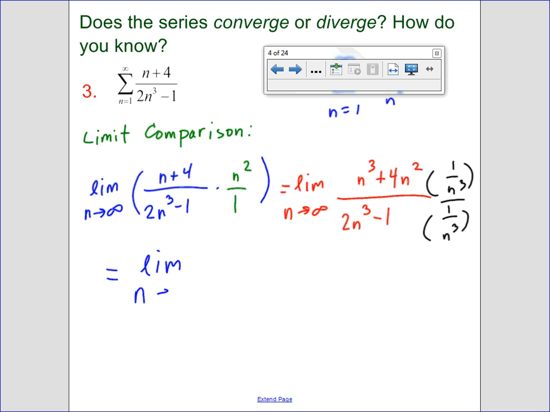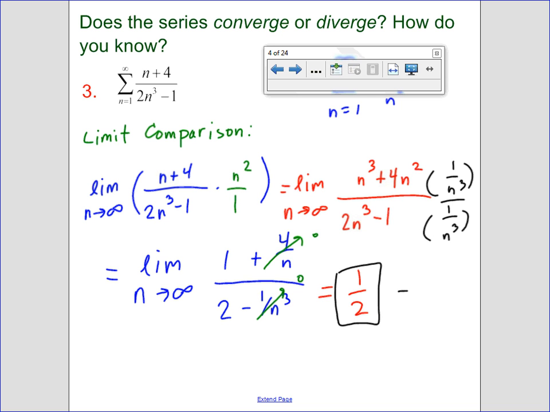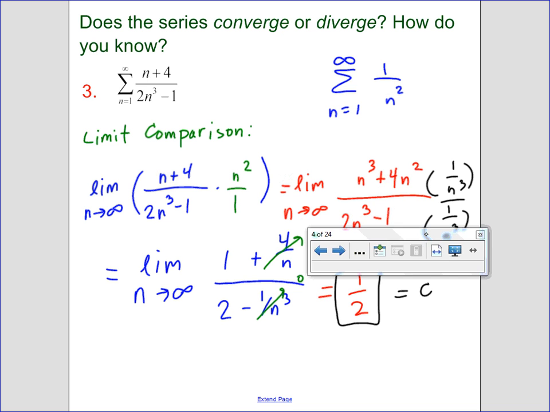Let's do that. It looks like I get 1 plus 4 over n all over 2 minus 1 over n cubed. Now it's easy to see that each of those fractions is going to go to 0 in the limit. So I'll get a limit of a constant. 1/2 is the constant. Therefore, since the limit of the ratio of the nth terms in the series is a constant, they share the same fate. Since my chosen series for comparison converges, my original series converges by limit comparison.